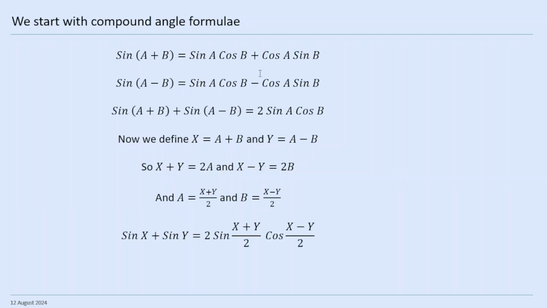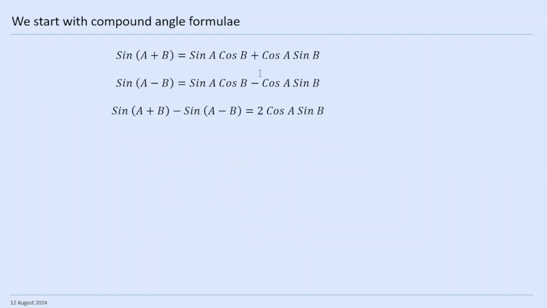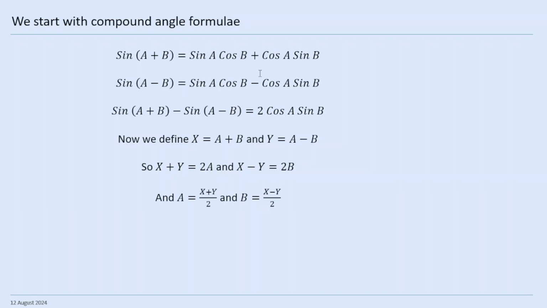So on the left we get sin x plus sin y, and on the right 2 sin a cos b becomes 2 sin (x plus y)/2 cos (x minus y)/2. So we've proved the first formula. Now we're going to prove the second one. Instead of adding sin(a plus b) and sin(a minus b), I'm going to subtract them. We carry out the same substitution, pop it in, and we get sin x minus sin y equals 2 cos (x plus y)/2 sin (x minus y)/2.